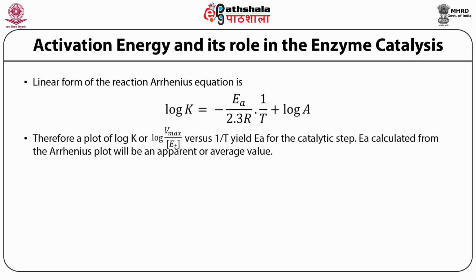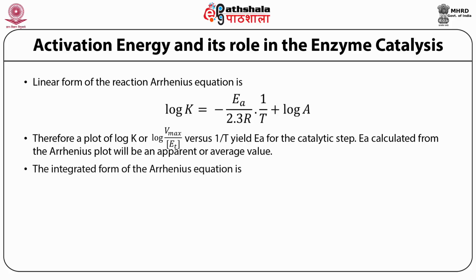Therefore, a plot of log K or log Vmax by ET, because I have told that K, which is a catalytic constant, is equal to Vmax by ET, versus 1 by T yields EA, that is activation energy for catalytic steps. One more thing, the activation energy calculated from the Arrhenius plot will be an apparent or average value.